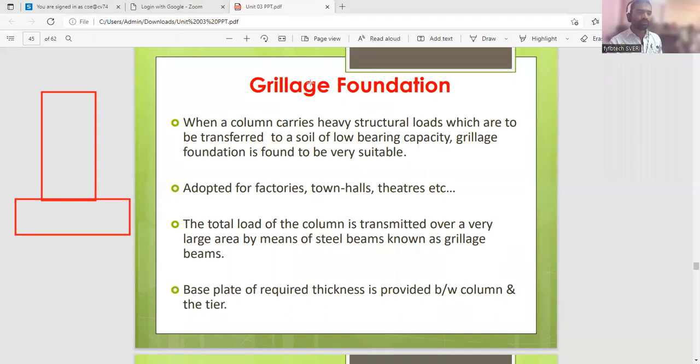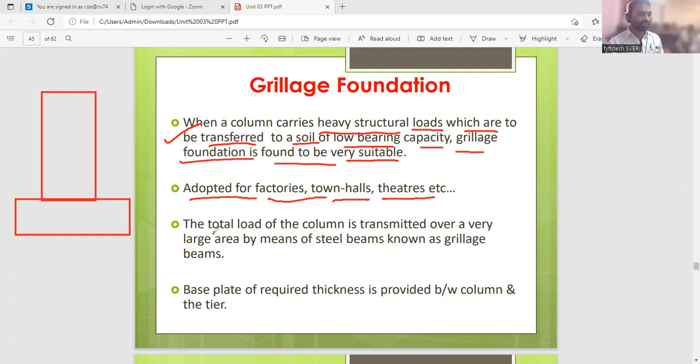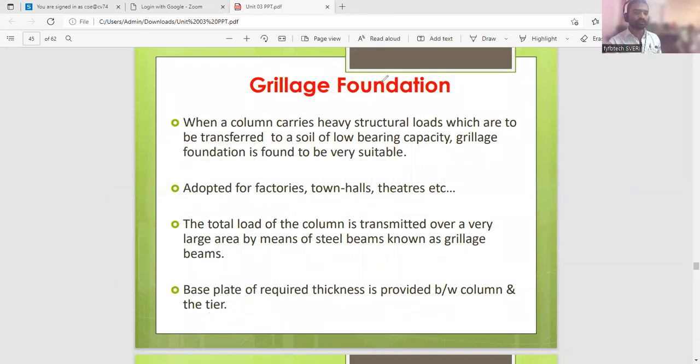See, when the column carries a heavy structural load which is to be transferred to soil of low bearing capacity, a grillage foundation is found to be very suitable. It is adopted for factories, town halls and theaters. The total load of the column is transmitted over a larger area by means of steel beams, known as grillage beams. This is very, very important. The base plate of the required thickness is provided between the column and the tier. I will show the figure, you will come to know.